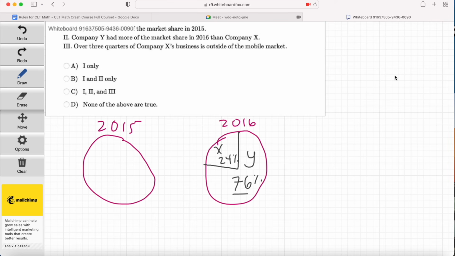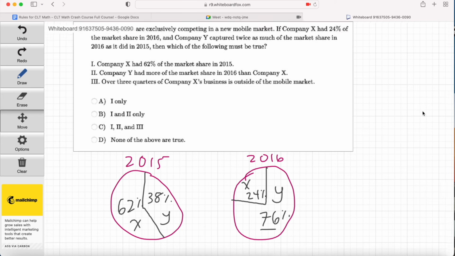Okay. So 38% is just a little bit more than a third, so I'll just draw a little bit more than a third. I don't know, that lumpy circle. That's Y. And so we know what percent X had in 2015, right? It would have to be 62. Yes, exactly. 62 is Company X. Okay, great. This is going to be really easy to test these answer choices now.